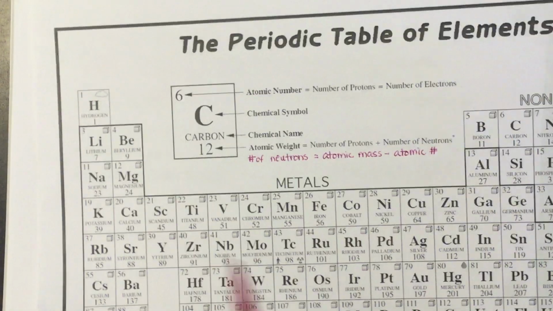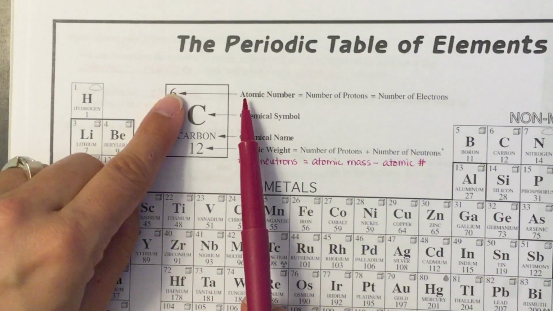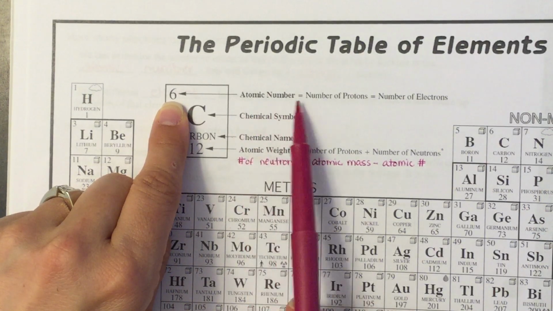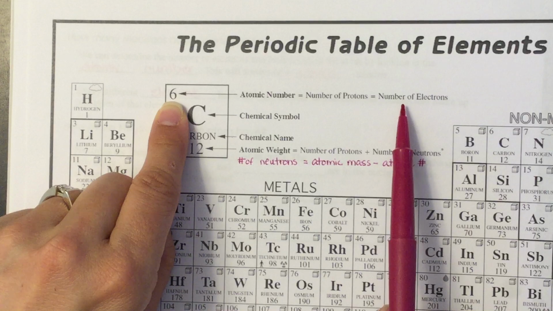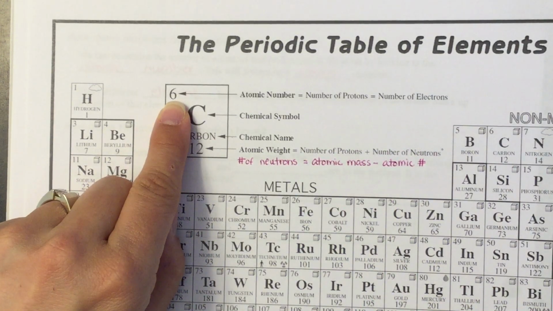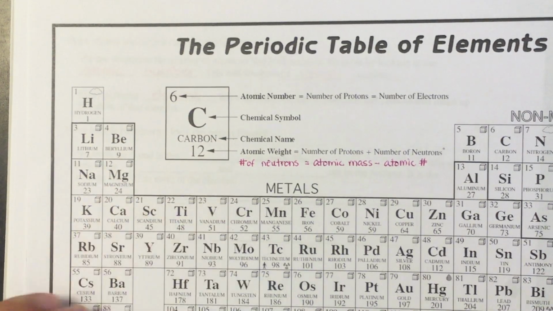If you take out your periodic table, in our key here, it shows the atomic number is in the top left-hand corner, and it tells you here atomic number equals number of protons. It also equals our number of electrons. So in this case, carbon has 6 protons and 6 electrons. Right on.